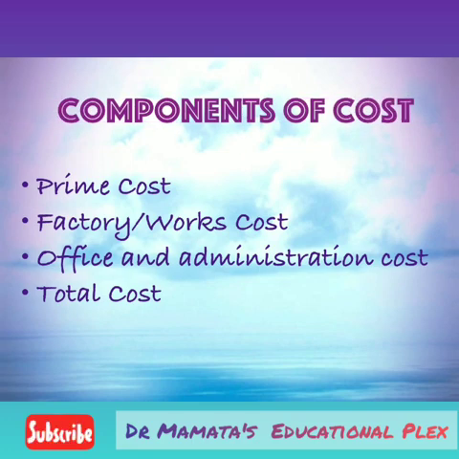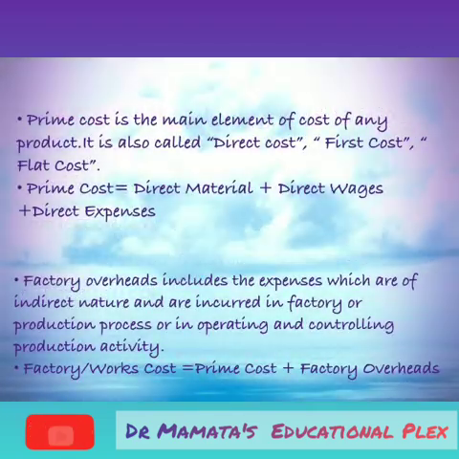Now there are some components of cost. While looking at our format of cost, we have come across these points. Now we will see these points once again. So what are the components of cost? They are the prime cost, factory or works cost, office and administration cost and total cost. In short, these are the sequences, or the processes through which our production goes and through which we can ascertain our cost per production.